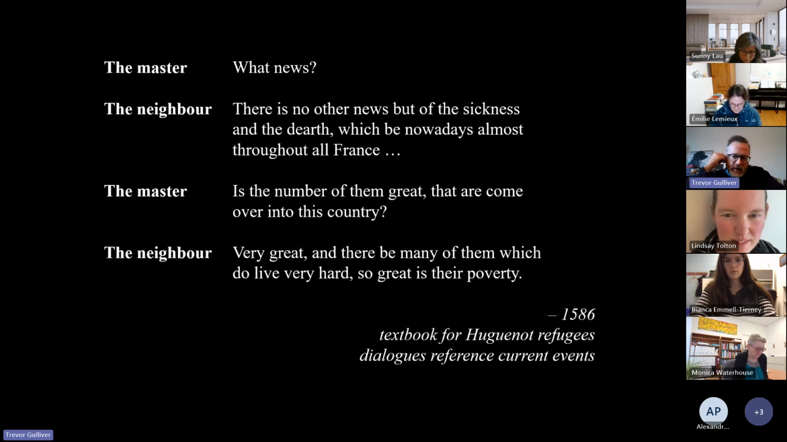Here's one dialogue from a textbook for Huguenot refugees. A lot of the early students of English as a second language were French Huguenot refugees fleeing France, Protestants settling in England, and then many of them became teachers of French or teachers of English in England. So here's a dialogue that talks about current events. It talks about the sickness and the dearth, which be nowadays almost all throughout France. So topics of interest to the students, current event related topics.